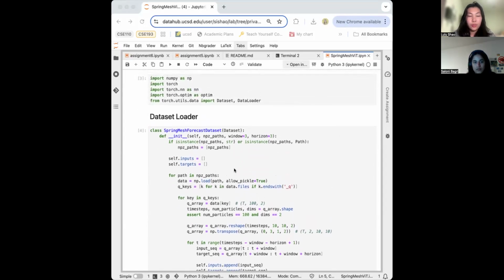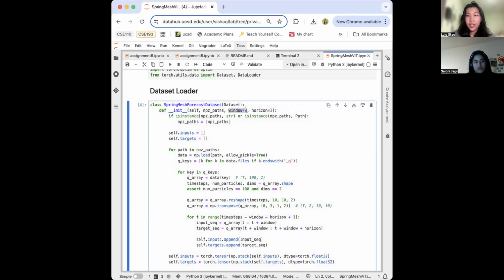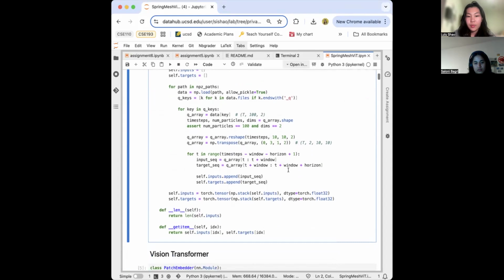The first is a data loader that loads the dataset of the .npz trajectory files of stream mesh simulation and slices the trajectories into input-output pairs using a sliding window of the past states, which is the window, and we set it to 3, and to predict the future states, which is the horizon, which is also 3. So we can take in multiple past steps and predict multiple future steps.